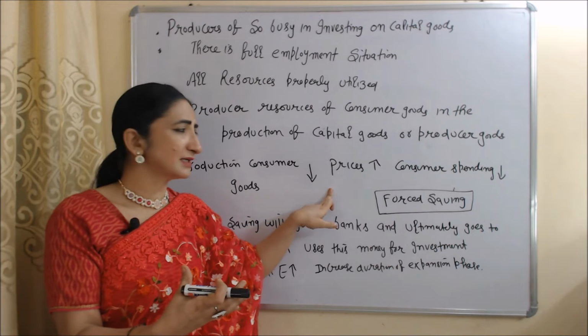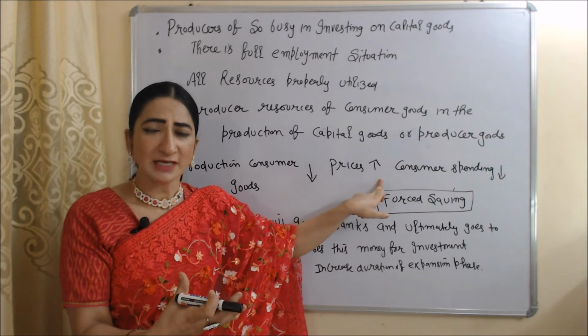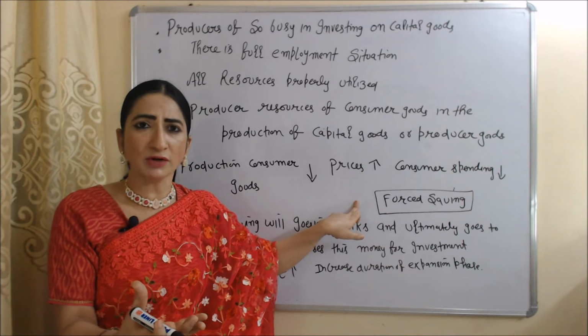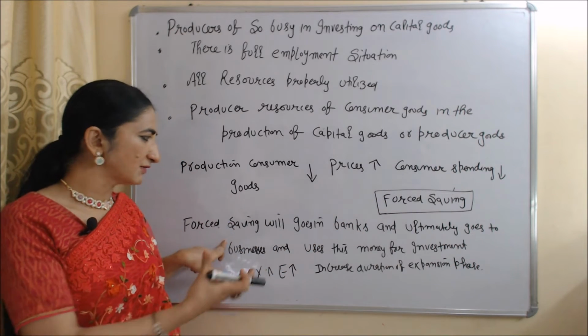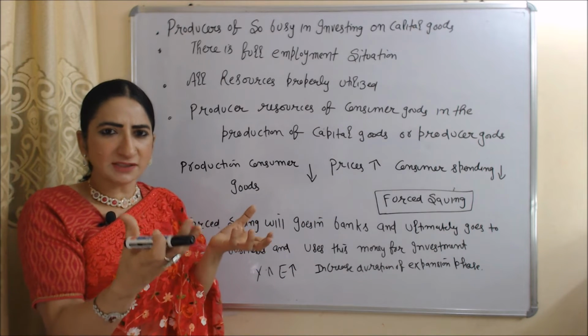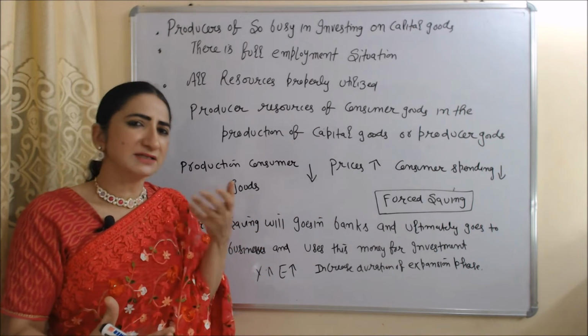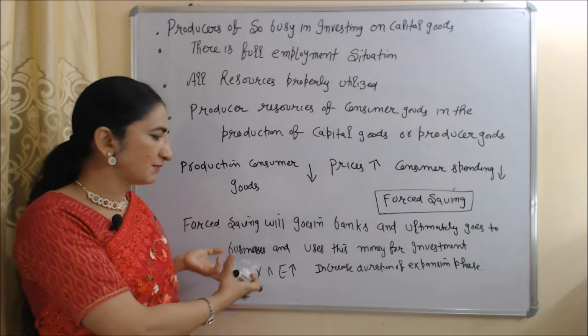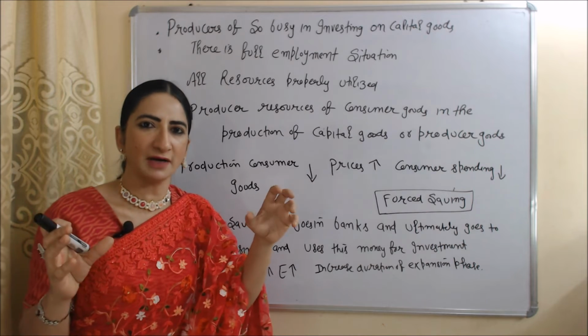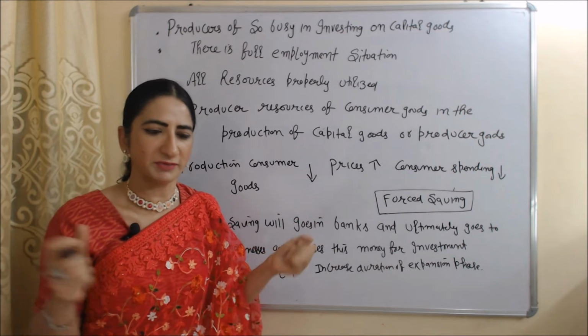When prices increase, consumer spending will fall. As spending falls, the saving of consumers will increase, and this saving will be called forced saving. This forced saving goes into banks and ultimately goes to businesses, and businesses use this money for investment. As investment increases in the economy, income and employment will also increase. That's why the duration of the expansion phase will increase in the economy.